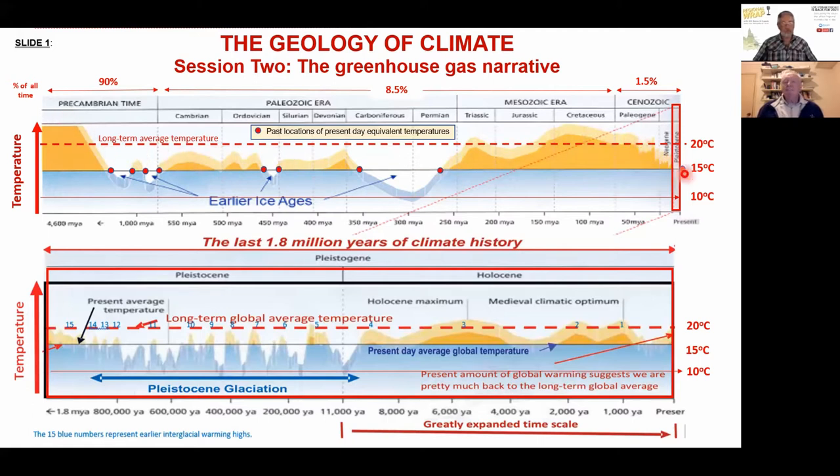And temperatures in past history, and the timing of this history is listed along the bottom here, which were lower than 15 degrees mean global temperature, where the temperature line over time drops below that reference line of 15 degrees, as it does there, are periods of glaciation. So that basically shows, in summary, over the whole of Earth history, how climate has varied over time.